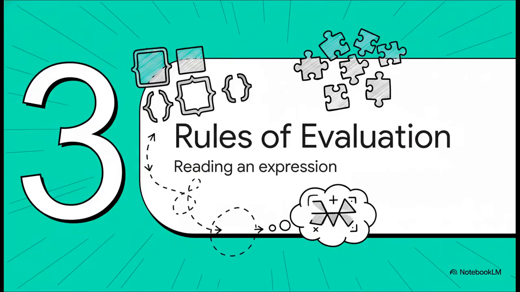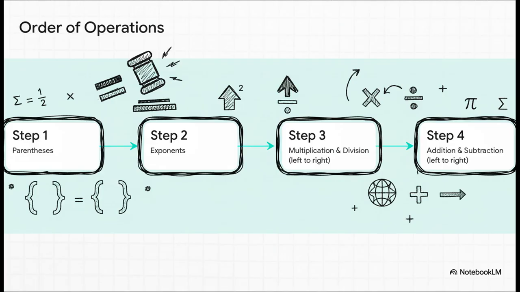Okay, so we've got the basic vocabulary down. We know the parts of speech, but how do we actually read one of these expressions and make sense of it all? Well, every language has rules of grammar, and in algebra, our grammar is called the order of operations. You've probably heard of PEMDAS before, right? Maybe you learned, "Please excuse my dear Aunt Sally." Well, this isn't just a friendly suggestion, it is the law of the land in math.